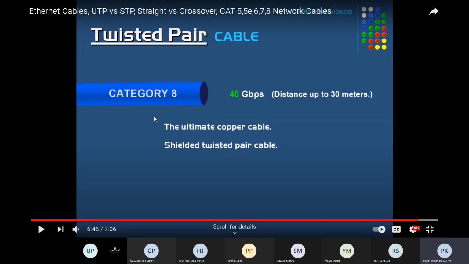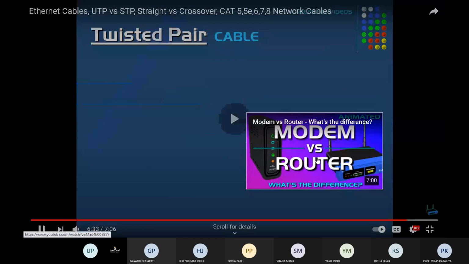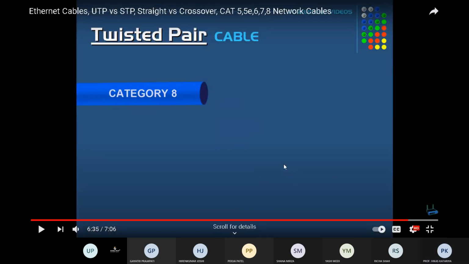Now this is the latest category of UTP cable, Category 8, which has a speed of 40 Gbps, gigabits per second, and it will extend up to 30 meters. It is the ultimate copper cable, a shielded twisted pair cable, and it is 4 times faster than Category 6A and Category 7. So I hope that is clear.